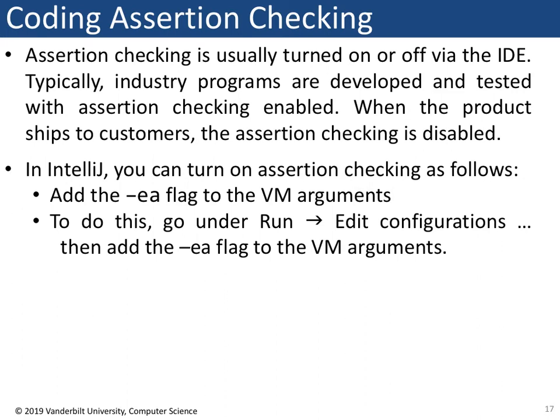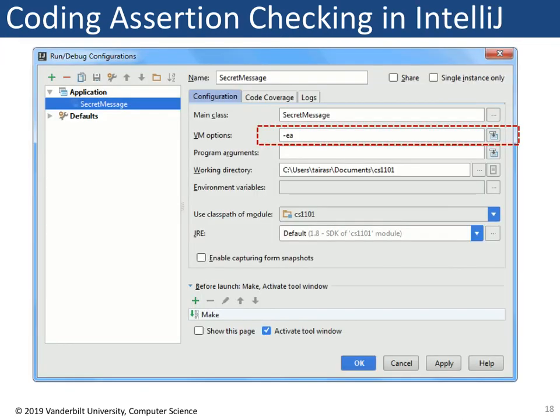To turn on assertion checking and be able to use this in your programs to debug, in IntelliJ, you have to add the -EA flag to the VM arguments. So you go under Run to Edit, Edit Configurations, and then add the -EA flag to the VM arguments. It looks something like this, depending on what platform you're running on.